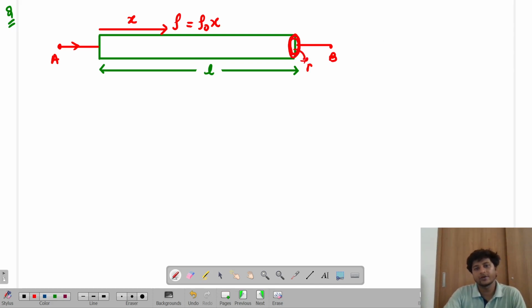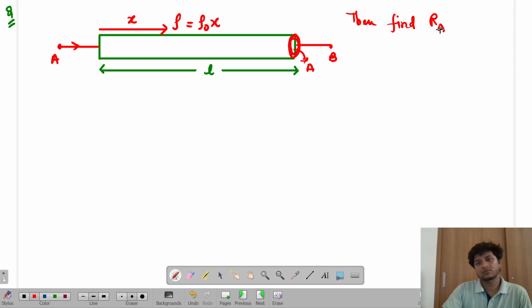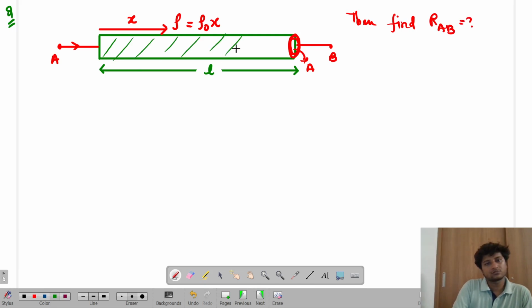Got it? Can you hear me? Then find R of AB, the resistance between A and B. And this is perfectly solvable. Easy peasy.